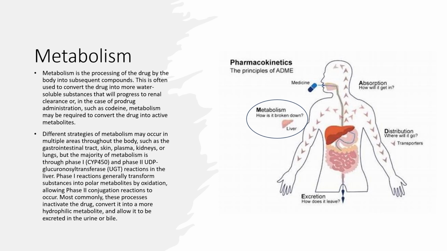Phase 1 reactions generally transform substances into polar metabolites by oxidation, allowing phase 2 conjugation reactions to occur. Most commonly, these processes inactivate the drug, convert it to a more hydrophilic metabolite, and allow it to be excreted in the urine or bile.